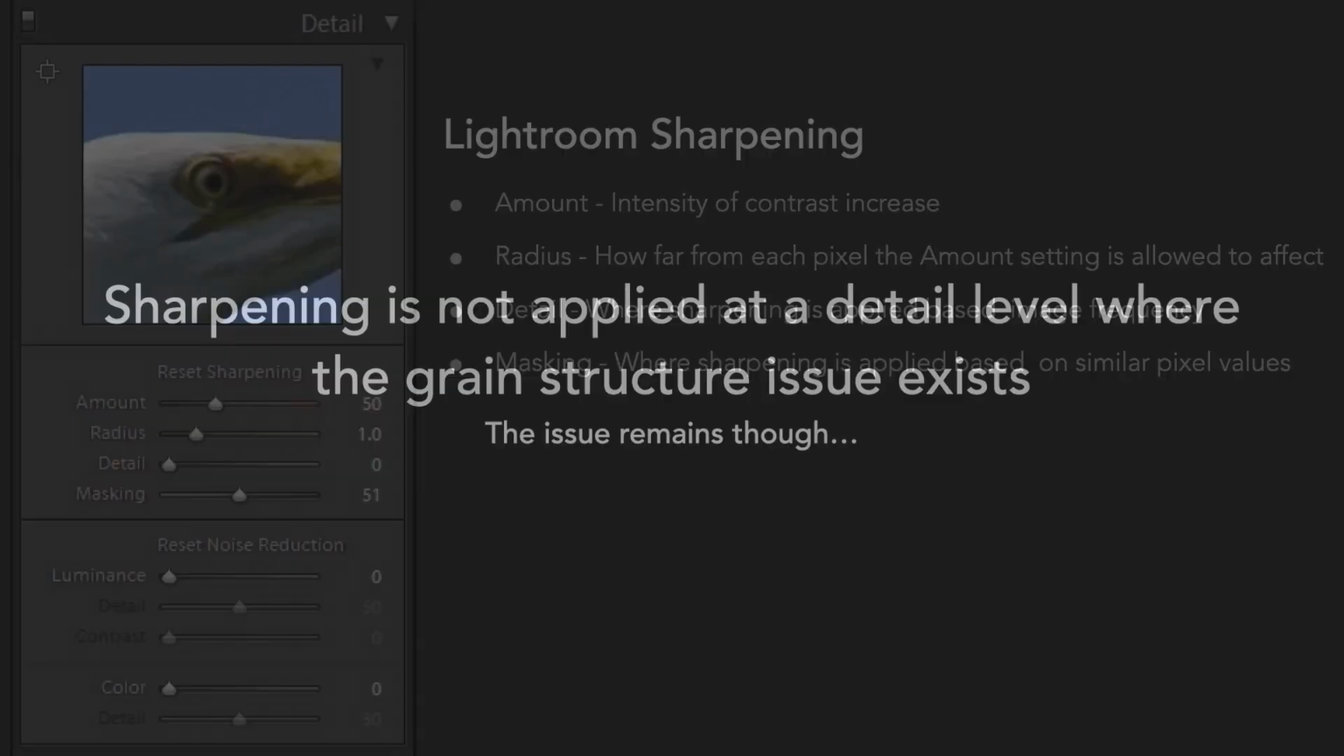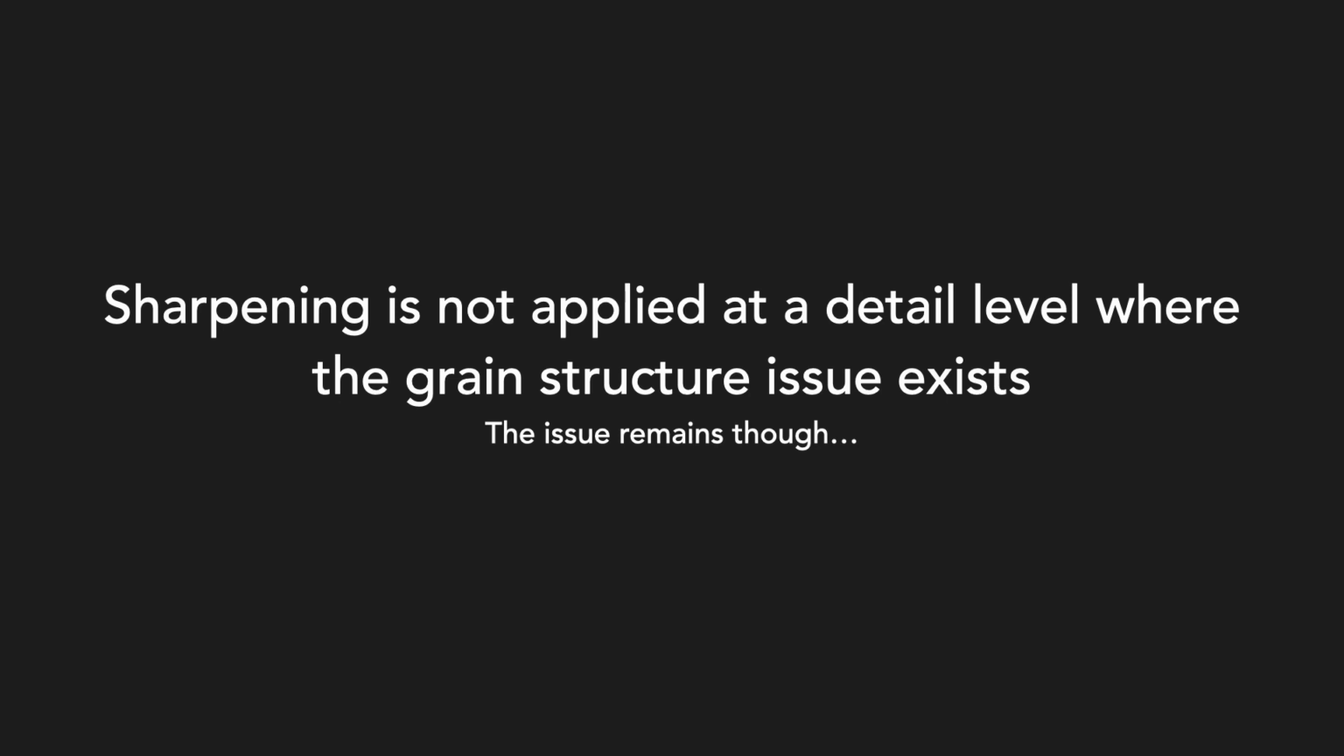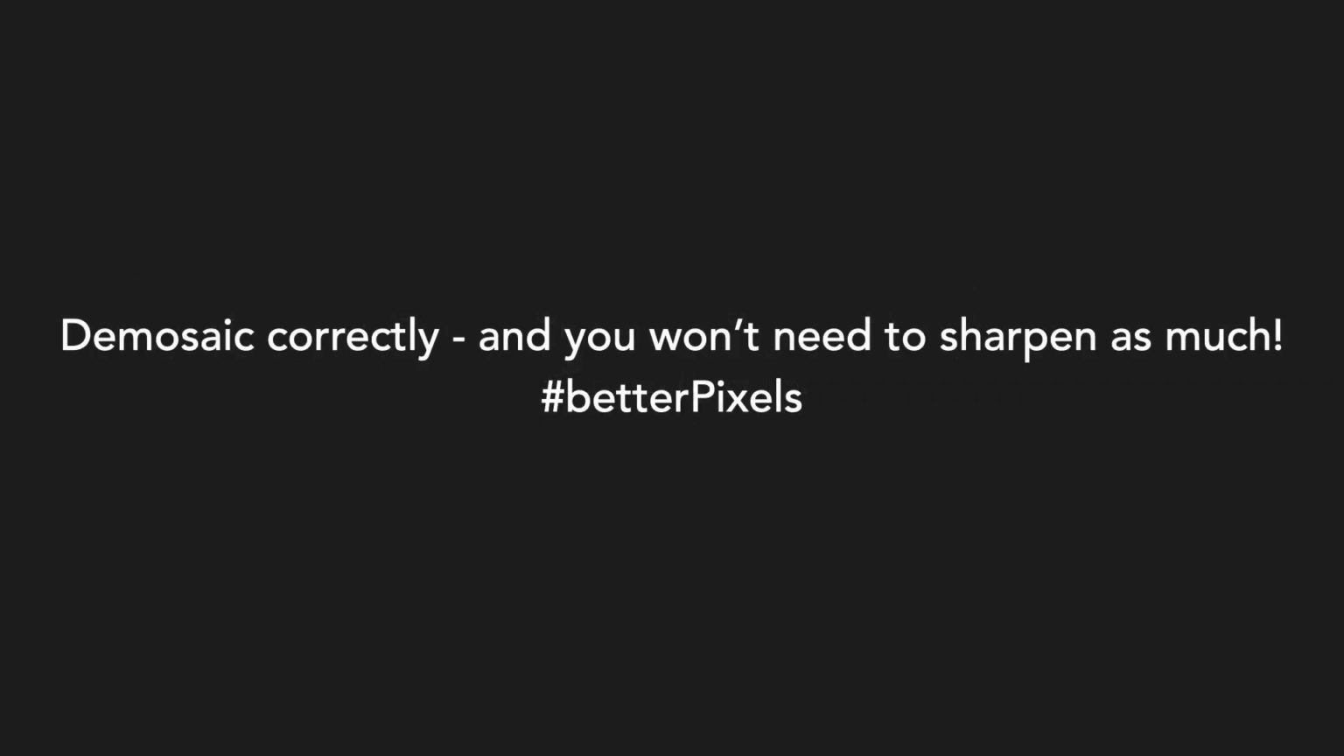But the issue really is that the detail slider allows us to sharpen at a level where we can avoid sharpening the highest frequency detail, where that grain structure exists. But the issue is still there. It's at that level where we're actually having issues with our pixel values, and we have already identified that that is where we're losing the resolving power of our image. So if you demosaic correctly, the takeaway is you won't need to sharpen as much. You're going to get a sharper image out of the box, which just equals better pixels.